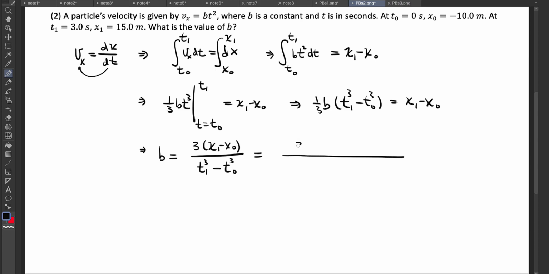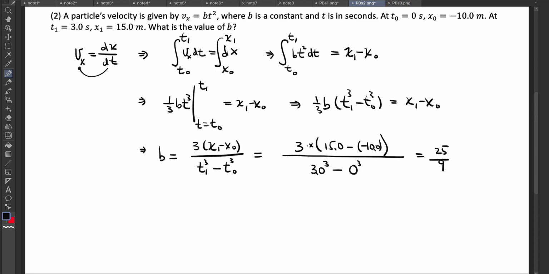Now we can plug in all the numbers. So we have x1 equals 15 minus negative 10. Be careful that you need to keep the negative sign for this value of x naught. And then 3 seconds cubed minus 0 cubed. Okay, and then the final value is 25 over 9. Okay, so that's the constant b, and b should also have a unit, right?